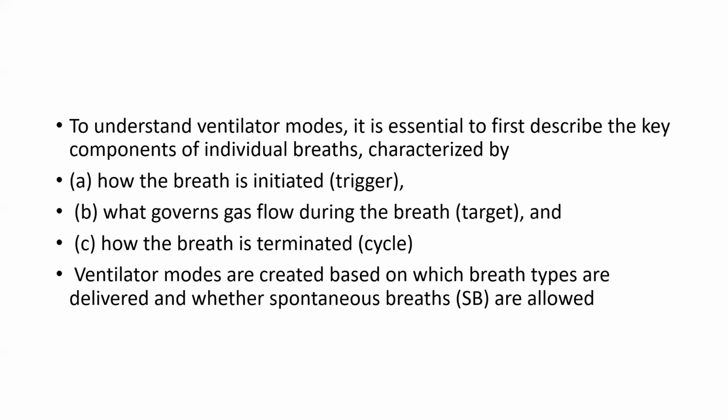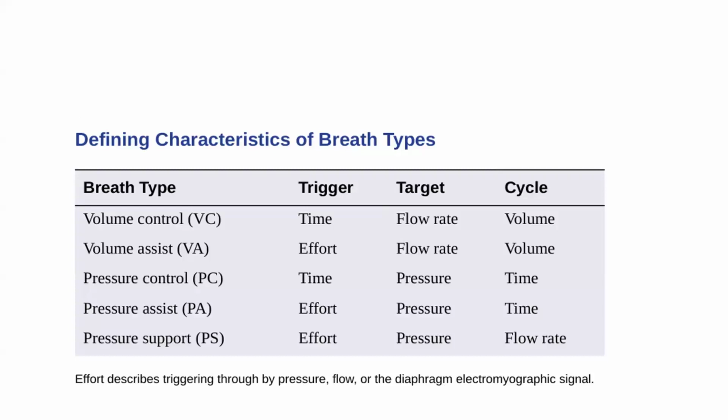To understand ventilator modes, it is essential to first describe the key components of an individual breath. A breath is characterized by how it is initiated, that is the trigger; what governs the gas flow during the breath, that is the target; and how the breath is terminated, that is the cycle. Ventilator modes are created based on which breath types are delivered and whether spontaneous breaths are allowed. So, defining the characteristics of the breath type: in volume control, the trigger will be time, the target is flow, and the cycle will be based on the volume.